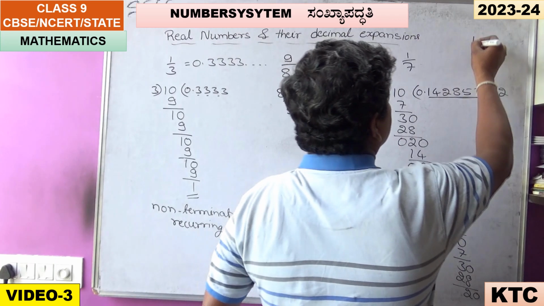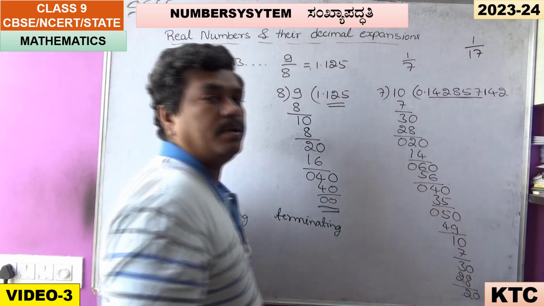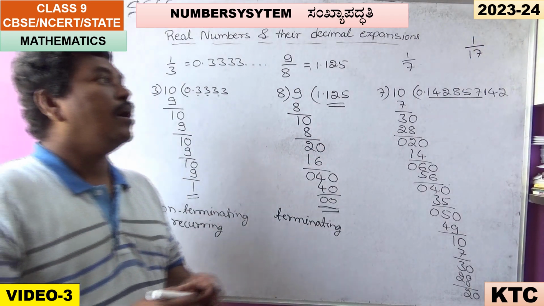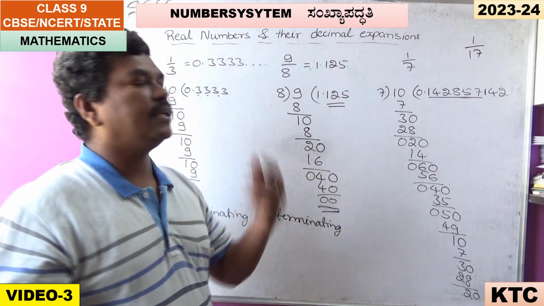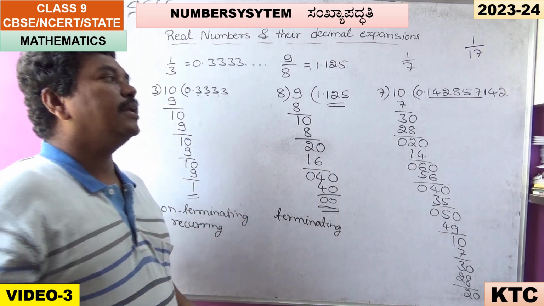You try for 1/17. You try this one. After how many digits can it be repeated? Try that, try 1/17 and see after how many terms the repeating comes.